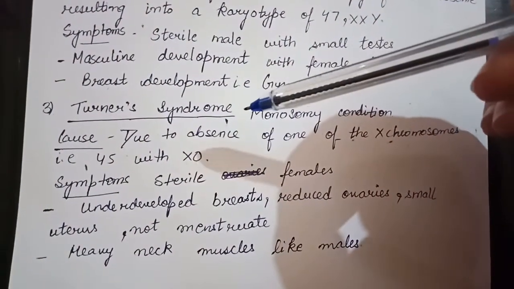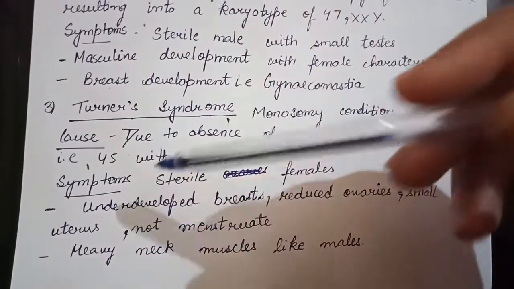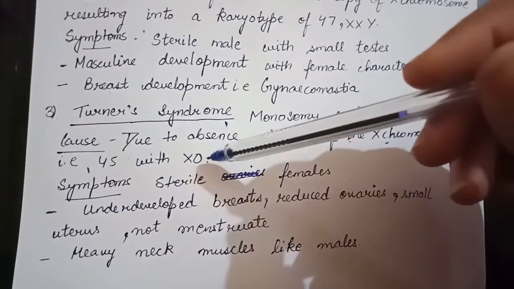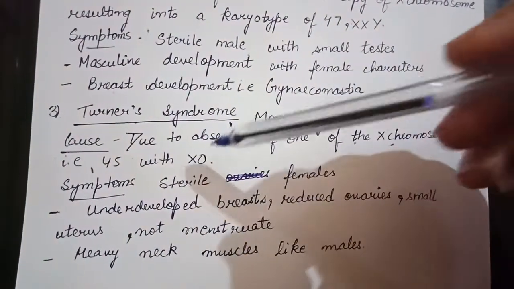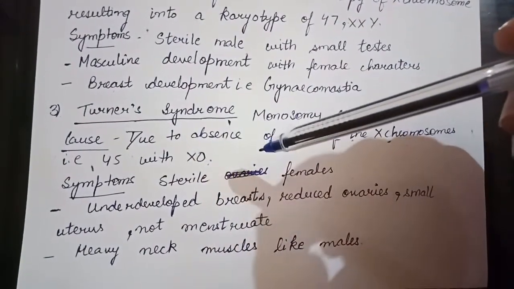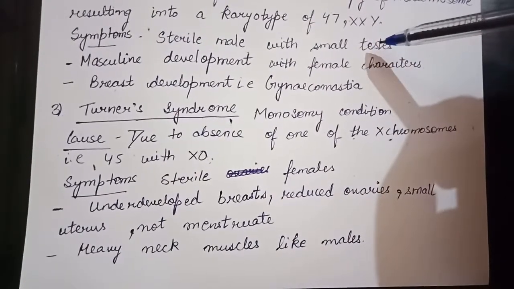Next is Turner syndrome. This is the case of the monosomy condition, meaning one less chromosome is present, so 45 chromosomes are present with the XO condition. It is XO here because one less chromosome is present, and XXY in Klinefelter because one extra chromosome is present.